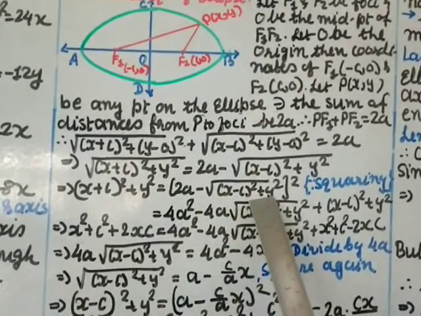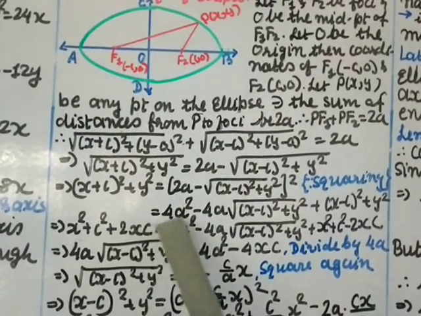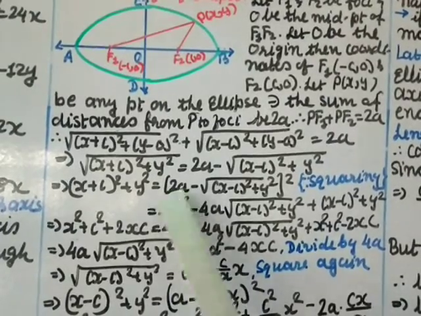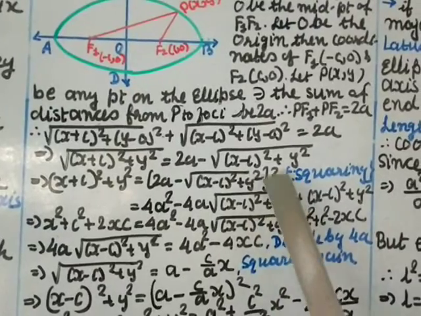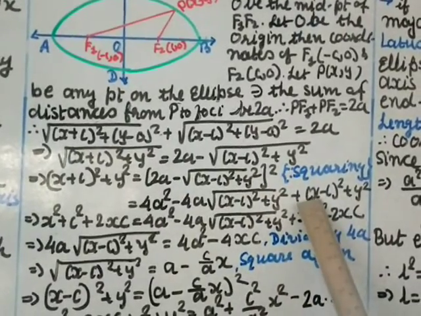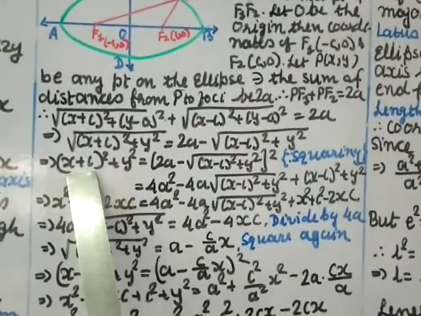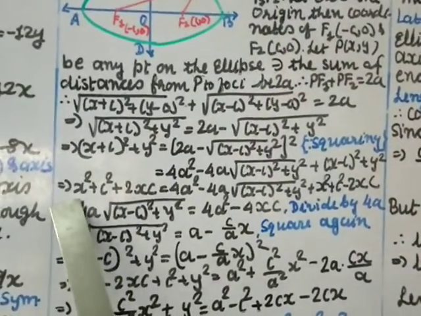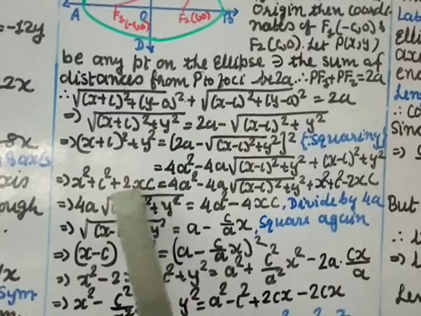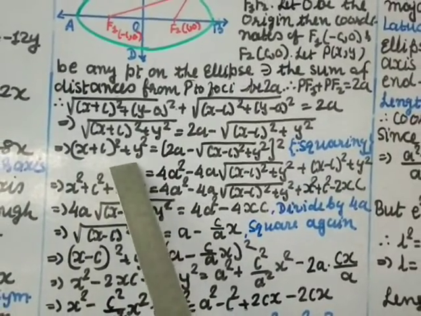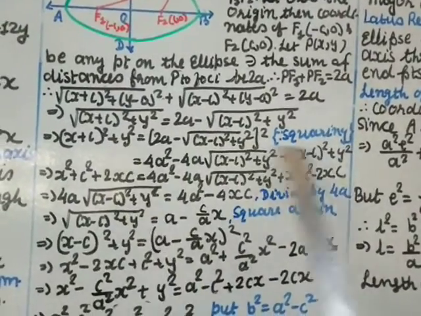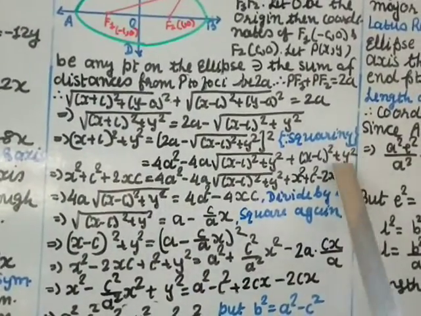Now this you have to expand using (a minus b) whole square. This is the first term, this is the second term. So 2a square is 4a square, minus the middle term, which is 2 into 2a, that is 4a, times the square root of (x minus c) whole square plus y square, plus the square of this, so the square root will cut. So here (x minus c) whole square plus y square. Expand the left side using (a plus b) whole square: x square plus c square plus 2cx plus y square. This y square is there and this side also y square is there, so I am cancelling them directly.